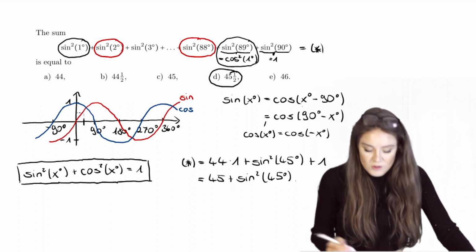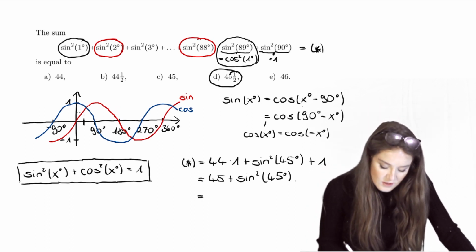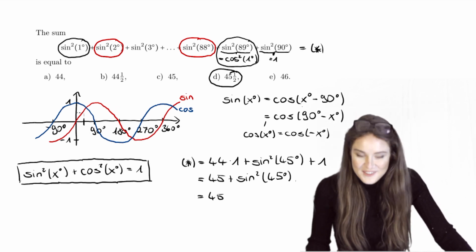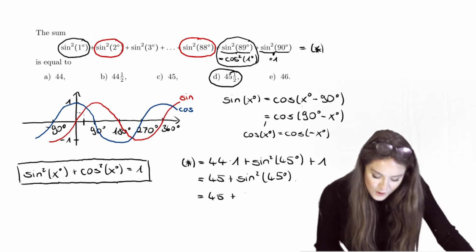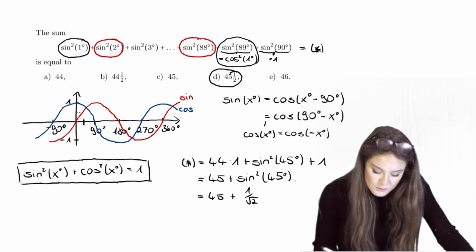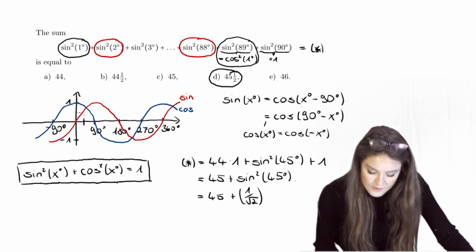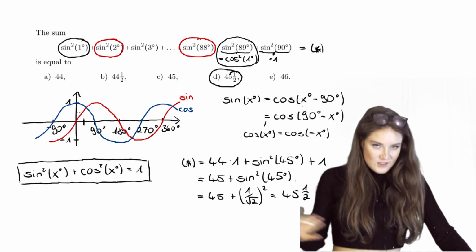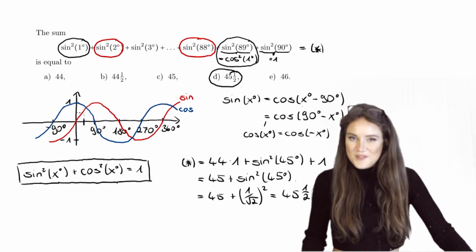The second possibility is you coincidentally know the value of sine of 45 degrees. It is actually 1 over the square root of 2. So this squared equals exactly 1/2, so the sum is 45 1/2. So it also would lead to answer option D.